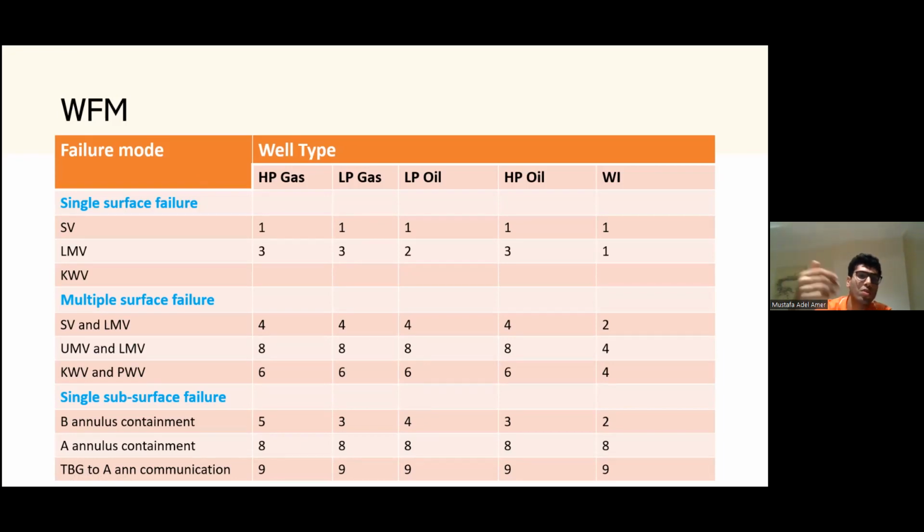But if you lose the lower master valve, it's a thing. If you have multiple failures, for example, if you lose the upper and lower master valves in a high pressure gas well, it's high priority to be fixed. For example, if you lose that for a water injector well, it's less priority, so you give it a smaller number. If you have tubing to annulus communication in a high pressure gas well, it's a high action code. You need to fix it sooner, and you give it high priority to fix.